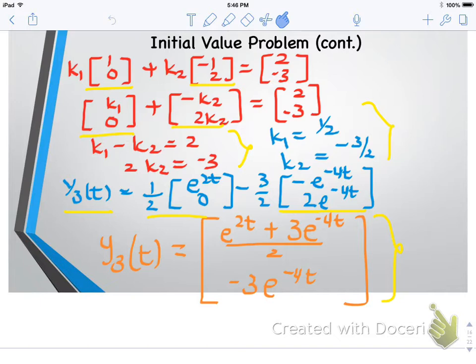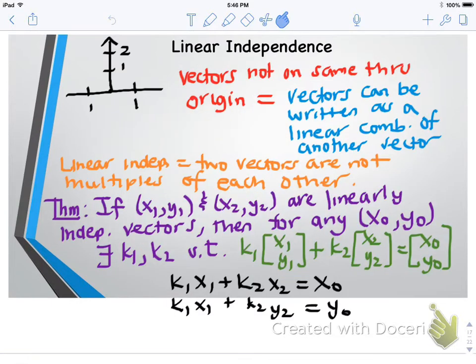And you can check: if you plug in 0 here, you should get out 2, -3. Because this up here is going to be 4/2, which is 2, and this right here is going to be -3. So yeah, it works. Okay? Let's move on. Now let's look at linear independence and see what we mean by that.